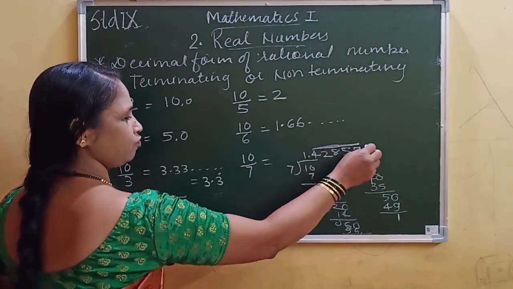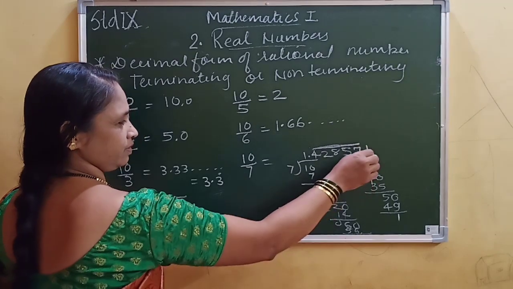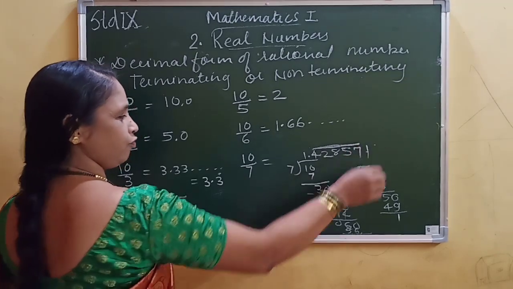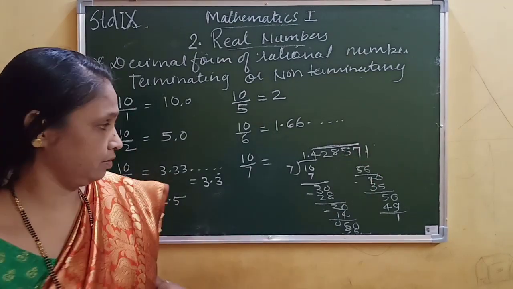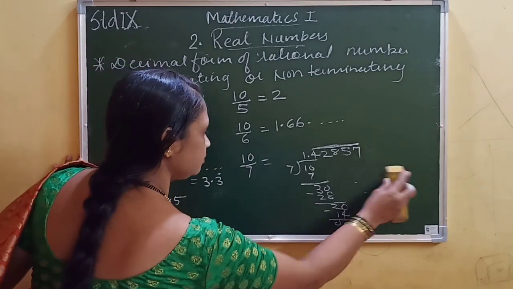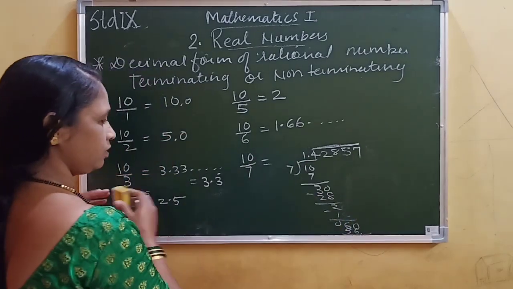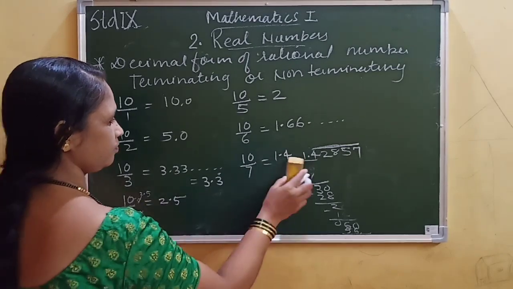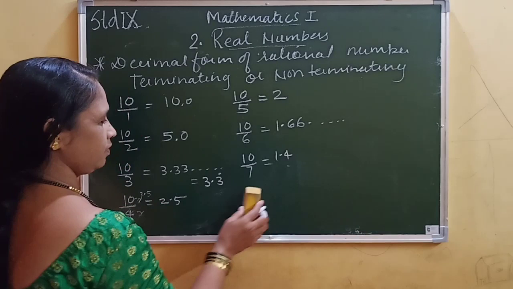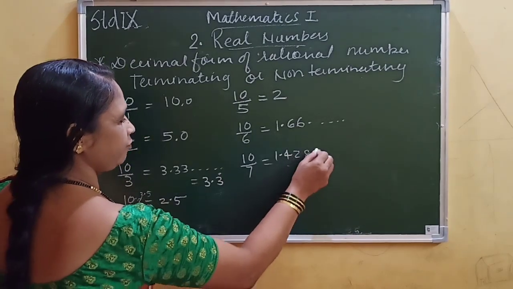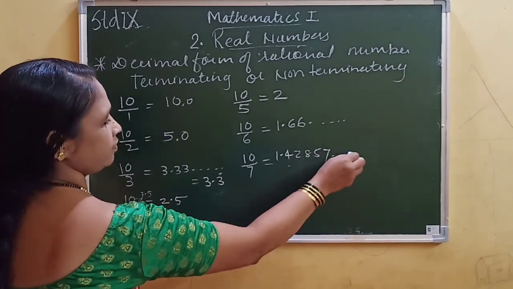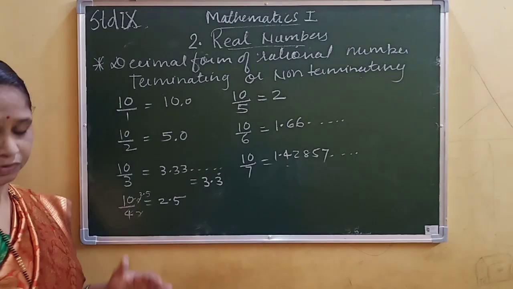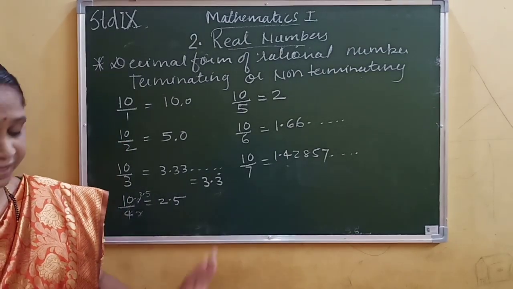Again this will come 1. Again it will come 4. Like this it will repeat. So what is the answer here? 1.428571, and it repeats. This is also further division, it is not terminating.